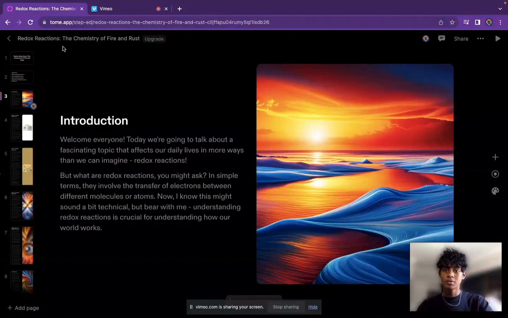So welcome everyone, today we're going to be talking about a fascinating topic that affects our daily lives in more ways than we can imagine: redox reactions. But what are they? In simple terms, they involve the transfer of electrons between molecules or atoms. Now I know this may sound a bit technical, but bear with me. Understanding redox reactions is crucial for our understanding of how the world works.